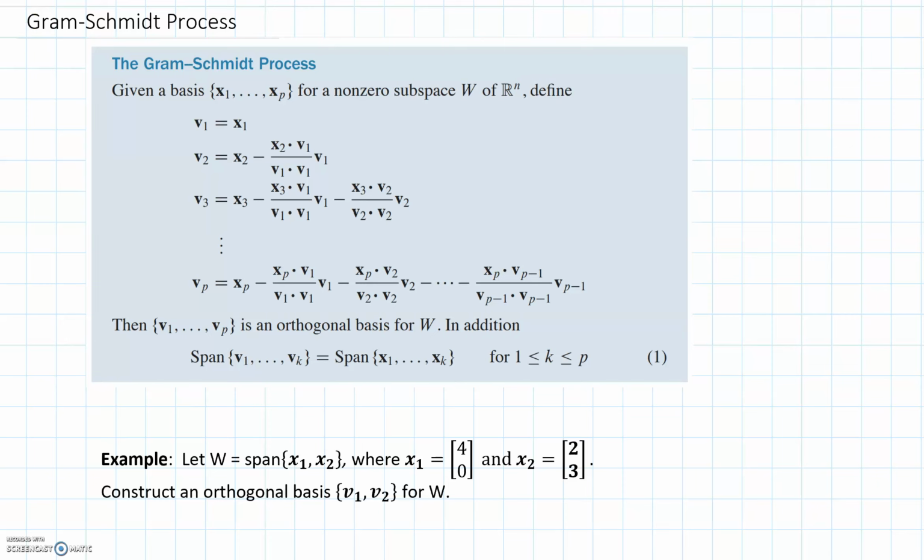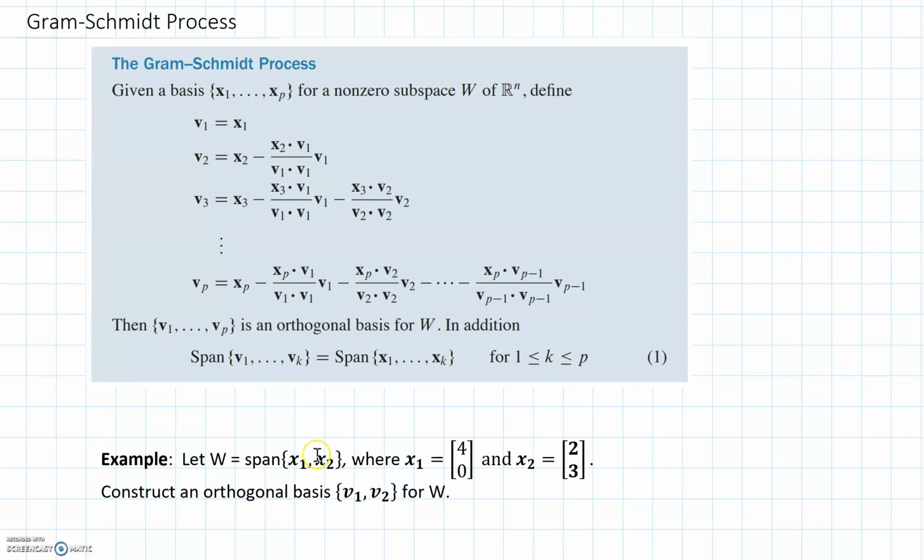The Schmidt process is an algorithm that gives you an orthogonal basis or an orthonormal basis for a subspace W. It's going to go backwards from the last section. We're going to actually find the orthogonal basis.